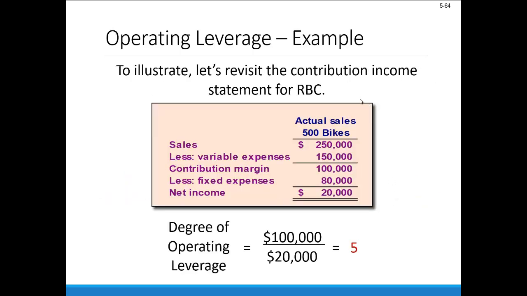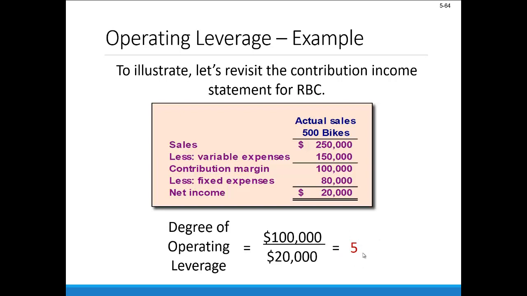So let's look at RBC, our favorite again here. They were selling in the current period 500 bikes, so sales of 250,000 all the way down to net income of 20,000. And we can see everything else in the middle here. So their degree of operating leverage would be their contribution margin at this level of sales, $100,000, divided by their net income at that same level, $20,000, for a DOL of exactly 5.